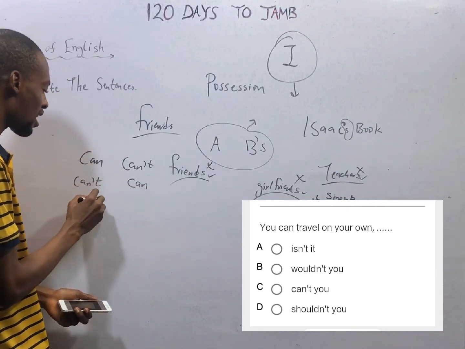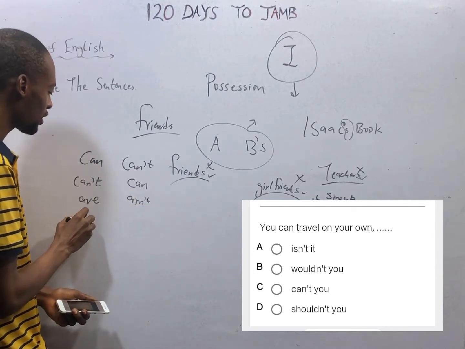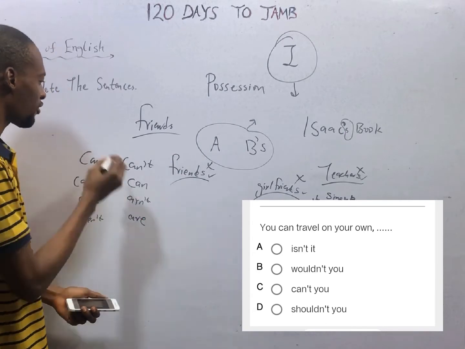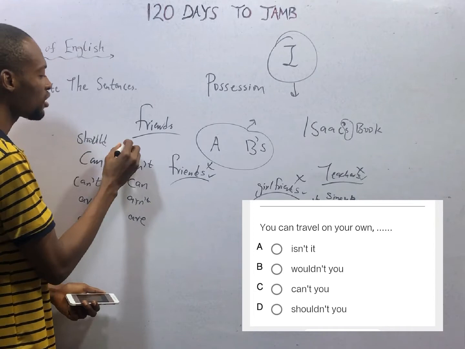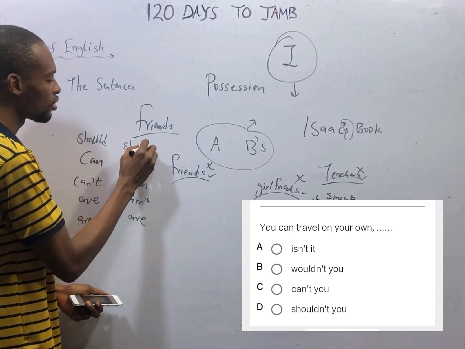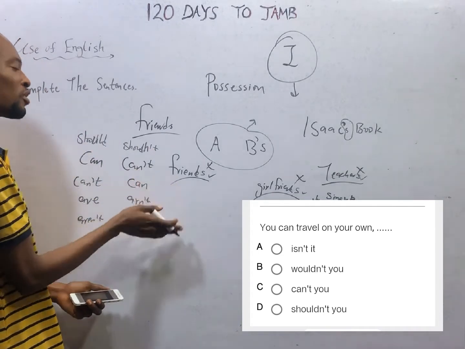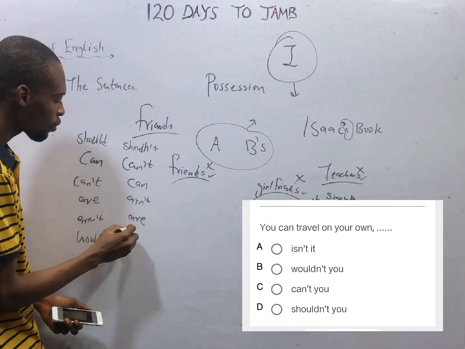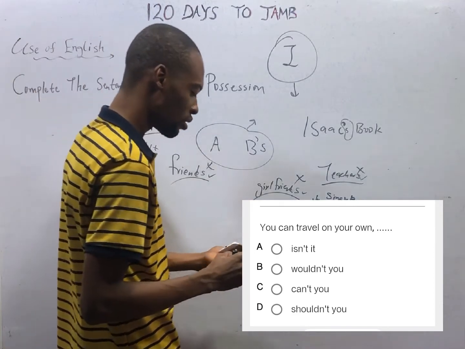If a statement has "are", the question tag should be "aren't". If a statement has "aren't", the question tag should be "are". If a statement is "should", the question tag should be "shouldn't". If a statement is "shouldn't", the question tag should be "should". If a statement is "would", the question tag should be "wouldn't", and so on.